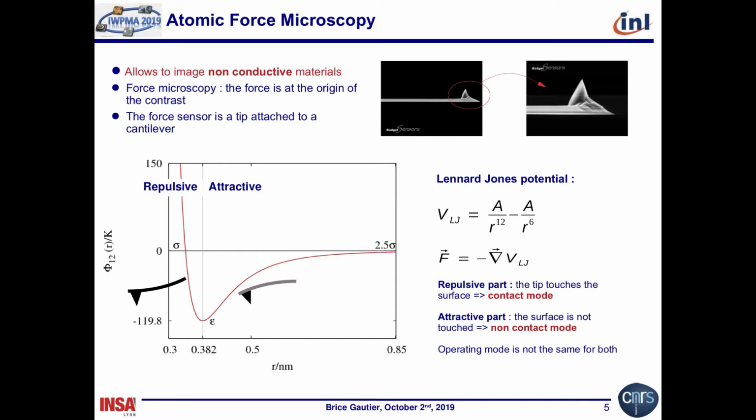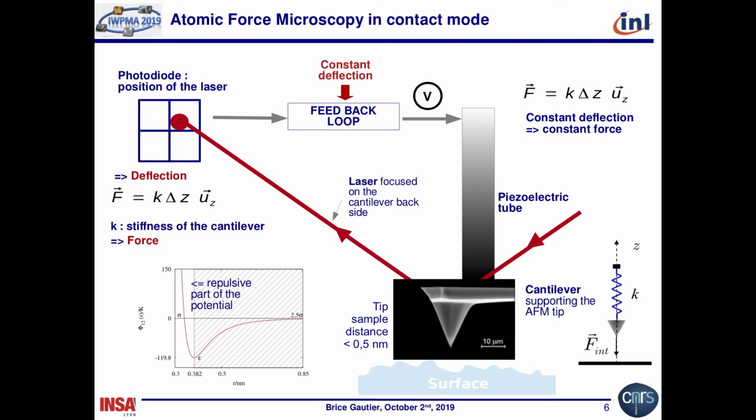If you can describe the interaction like this, you can use either the repulsive interaction of the tip and the sample, or the attractive. If you use this one, you are in contact mode. If you use the other, you are in non-contact mode. Well, PFM is based on the contact mode.